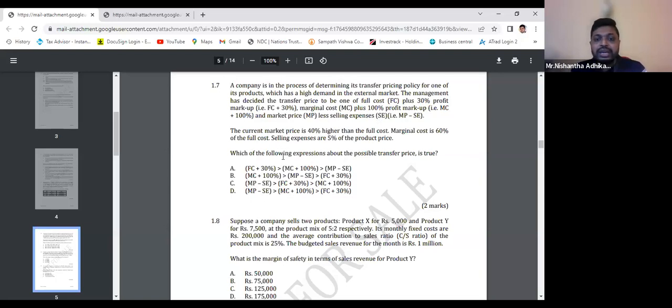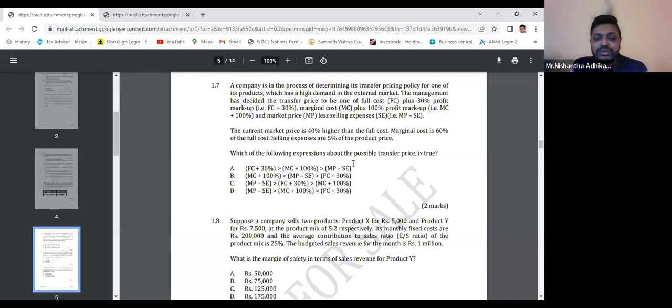Remember, the current market price is 40% higher than the full cost. Therefore, the current market price is full cost plus 40%. Marginal cost is 60% of the full cost. That means fixed cost will be 40%. Right. Selling expenses are 5% of the product price.